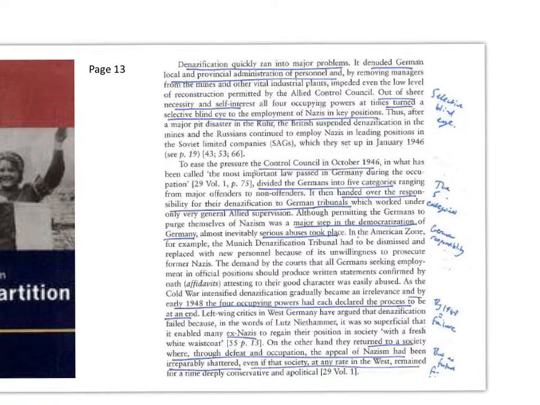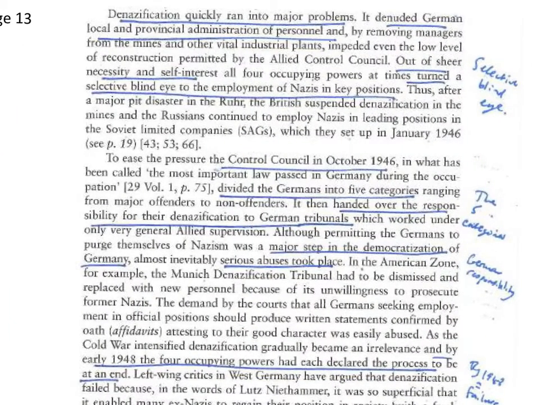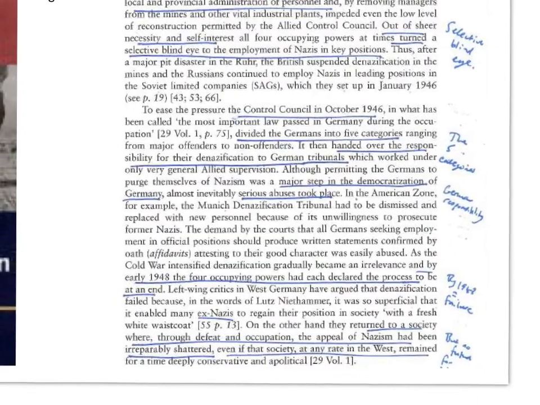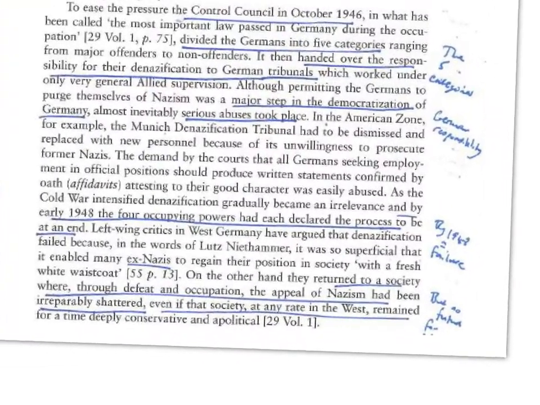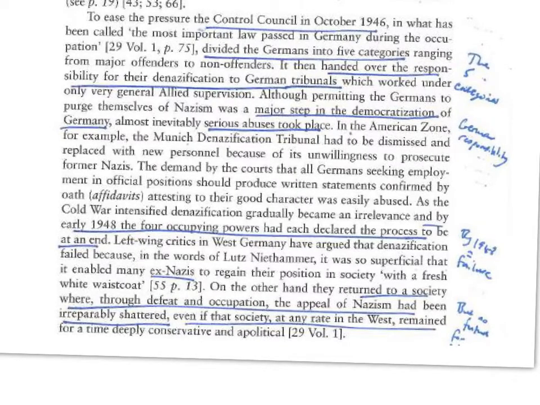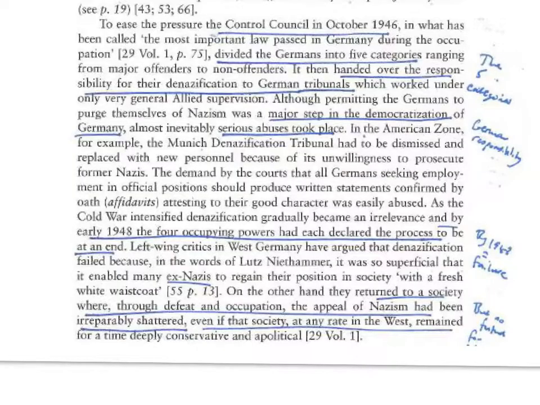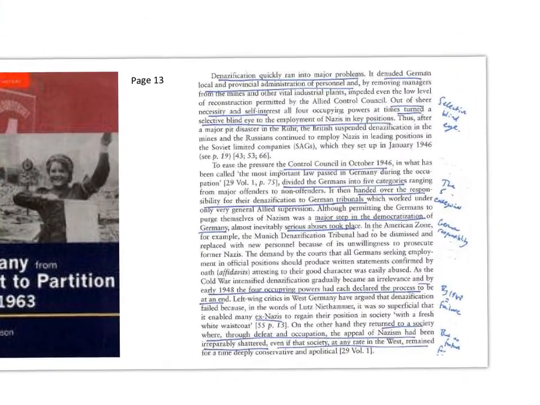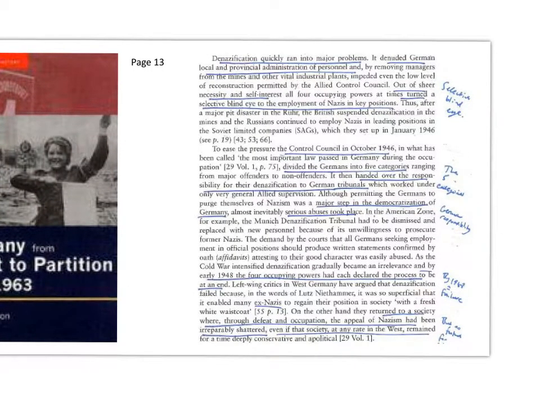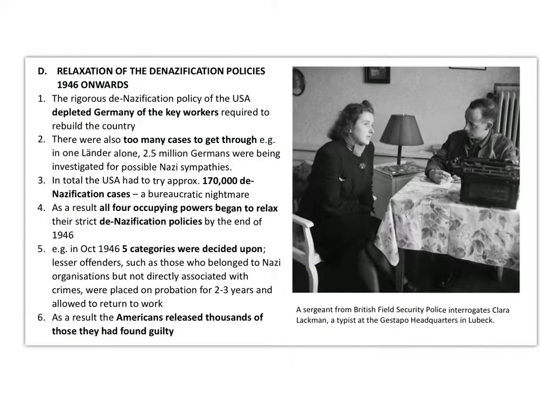And so a key turning point there in October 1946, what has been called the most important law passed in Germany during the occupation, divided the Germans into 5 categories. So we'll pick up those points. And as you can see at the end there, by 1948, the four occupying powers had each declared the process to be at an end. So pretty much failed. It's a good section from Williamson there. Just pause and pull out some key points and jot them down. So what are those key points?